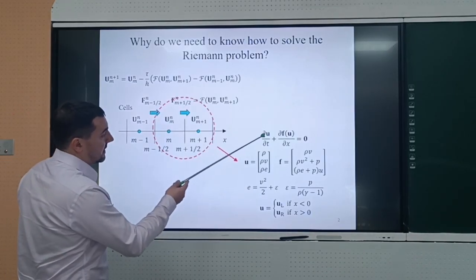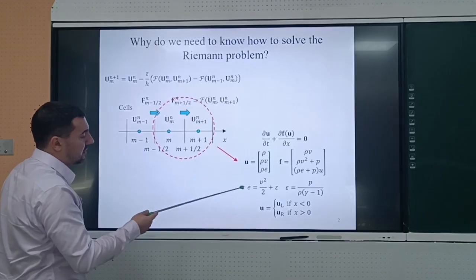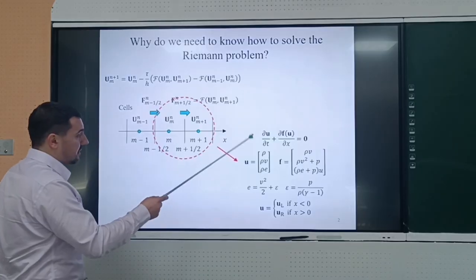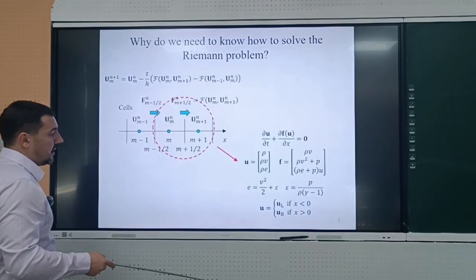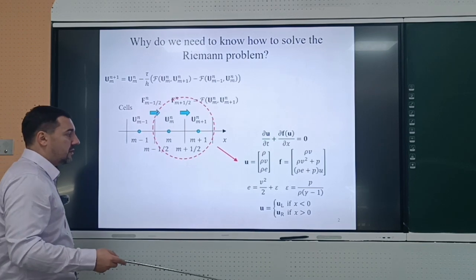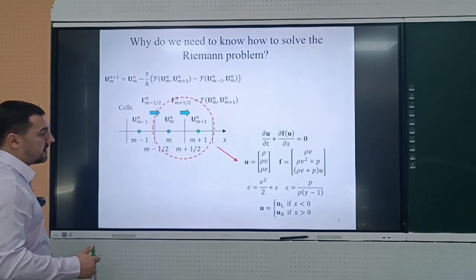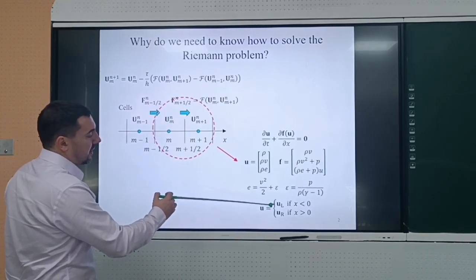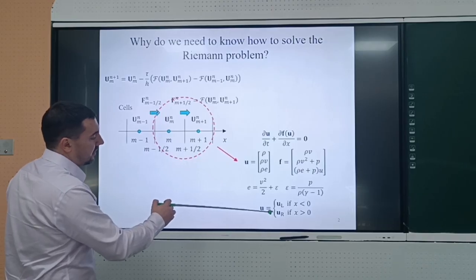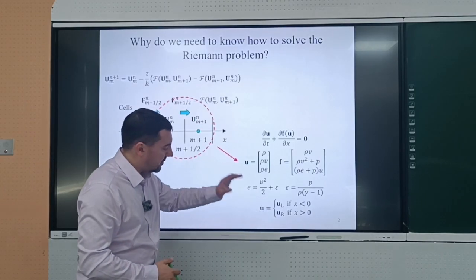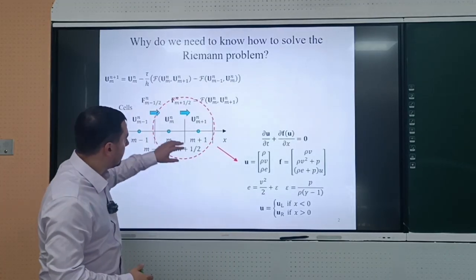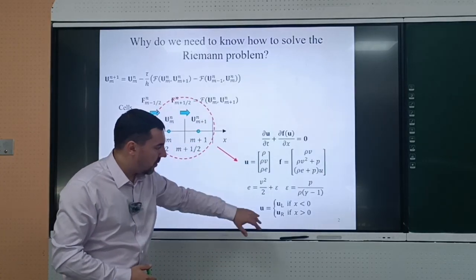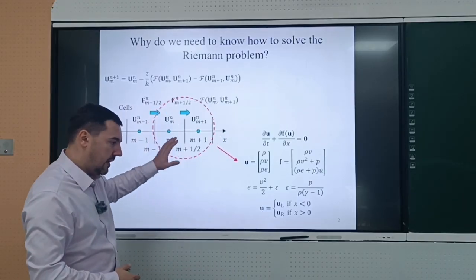One more time, this is a conservation form of Euler equations. U is the conservative variables vector, and F is flux vector. Rho is density, V is velocity, E is total specific energy, epsilon is specific internal energy, and we have a Cauchy problem with the discontinuity in the initial data. So we have U_L vector and U_R vector. Actually, the idea is that this U_L can be U_m^n and this U_R can be U_{m+1}^n. And if we know how to solve this problem, we can use the solution in the numerical method.